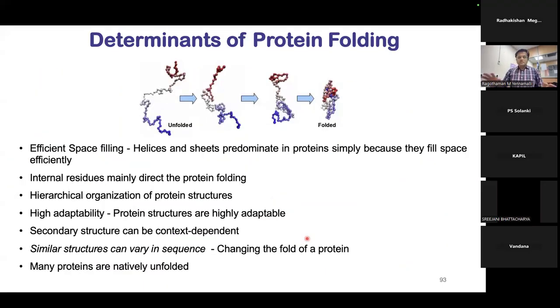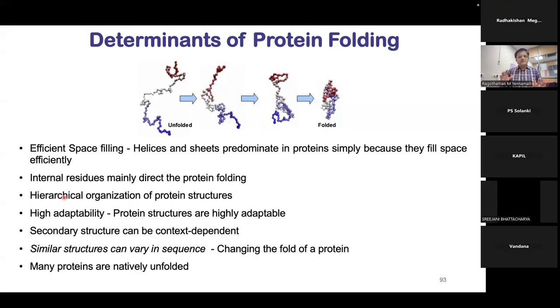Okay. So then there were a lot more studies with many different proteins, and slowly people understood certain things about protein folding. One, from the unfolded to the folded state, there are certain things that are necessary. One is that it tries to fill up space. The core of the protein should be tightly packed. The hydrophobic core, once it forms, actually dictates how the rest of the residues have to be placed.